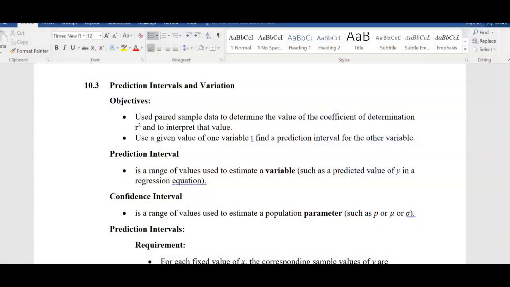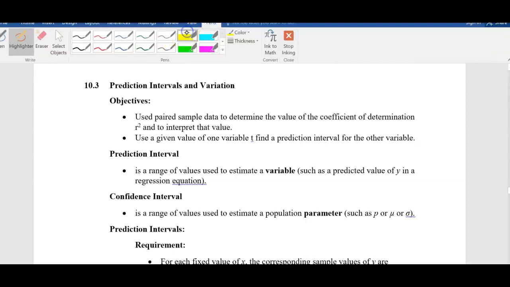All right, we're going to use a paired data sample. Let's see if we can get this up. There we go. To determine the value of the coefficient of determination r squared, and then to interpret that value, we're going to use a given value of one variable x and predict the interval.